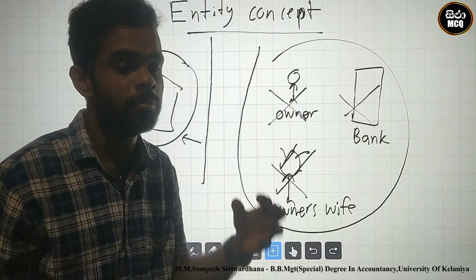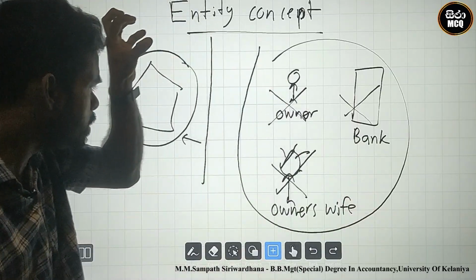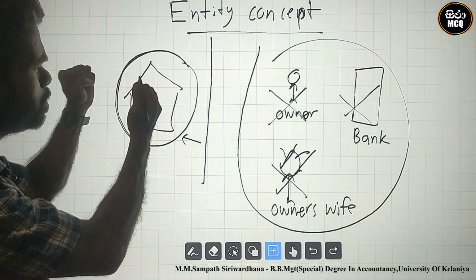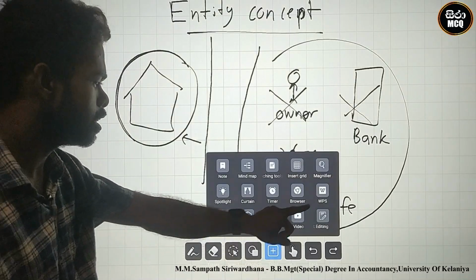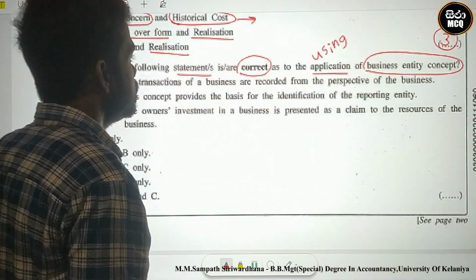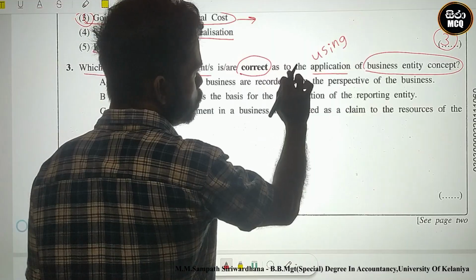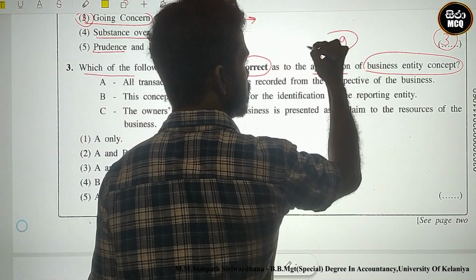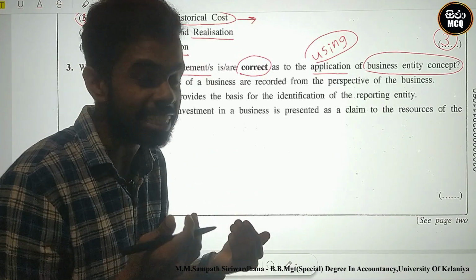Entity concept means the entity concept considers which one? Only the business. This is a separate one, a separate person. This is the entity concept. Look here at the question. This is the concept. These are correct applications, the use of the business entity concept. This is the using of the entity concept.